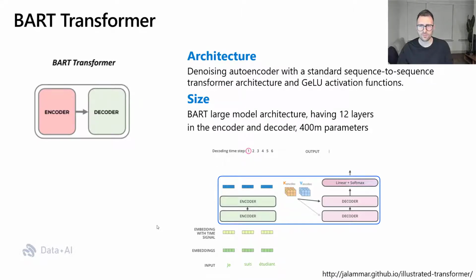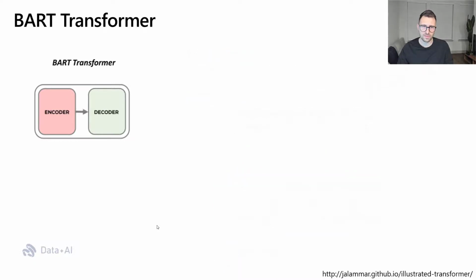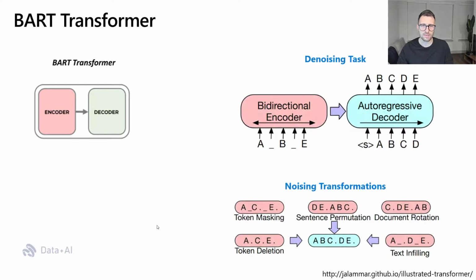Here are the noising transformations that can be applied to a sentence, such as token masking, deletion, permutation, etc. The sentence is corrupted using this noising transformation and then is fed to the encoder. The entire model is then trained to predict the original sentence without the noise. This denoising task is used during the pre-training stages.